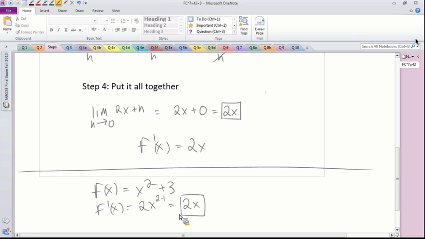Yeah, in this problem, you're forced to do the definition, so you have to do all the steps. You can always check your answer using the power rule. Any questions?